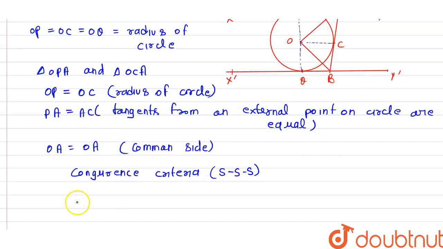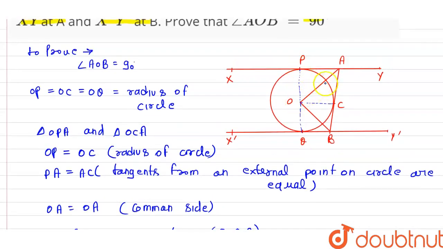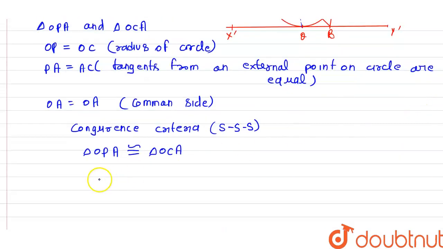So triangle OPA is congruent to triangle OCA. Here we can also write angle POA will be equal to angle COA. Let's suppose this is equation 1, because these are corresponding angles.